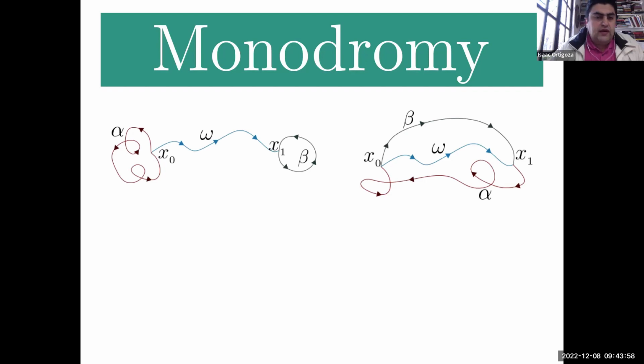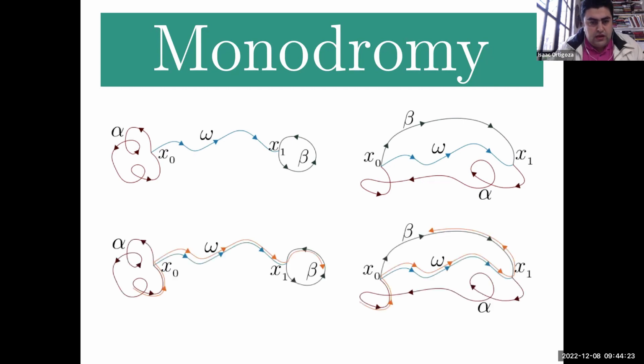If the braid is not a pure braid, then the order in which we travel is first going around beta, then going around omega, and finally going in the opposite way, that is alpha, like we can see in the pictures.